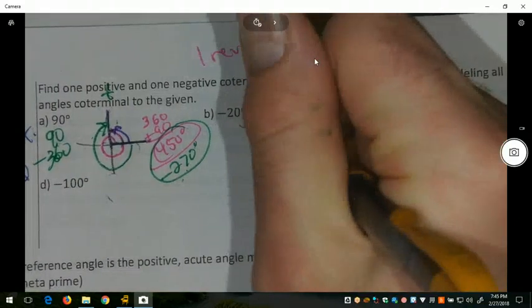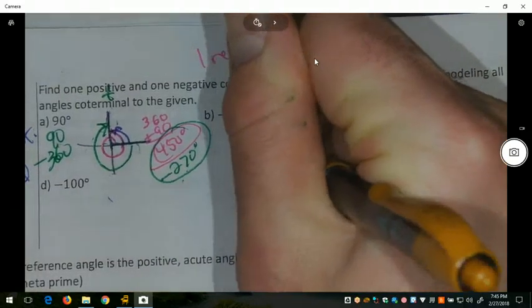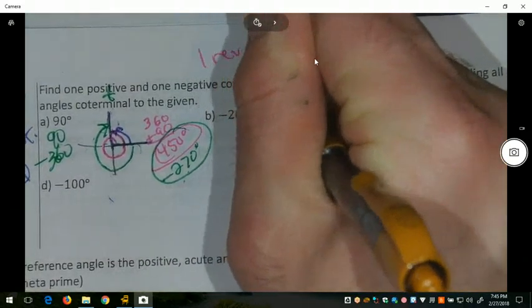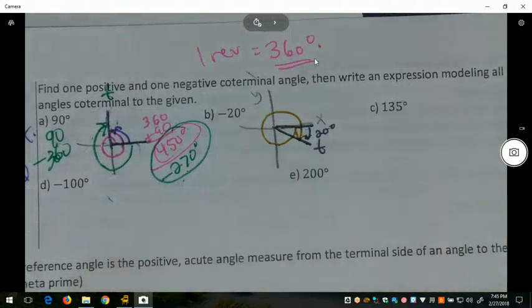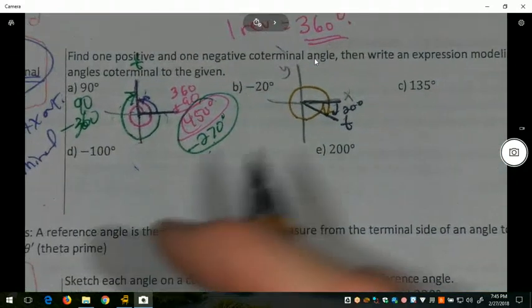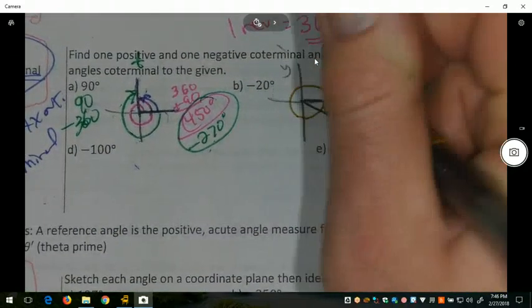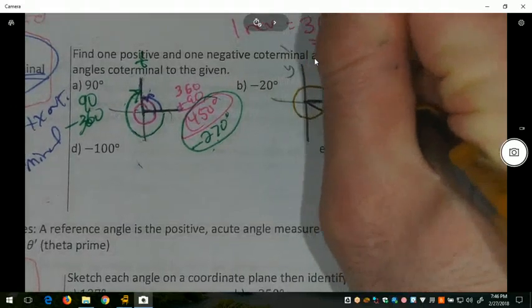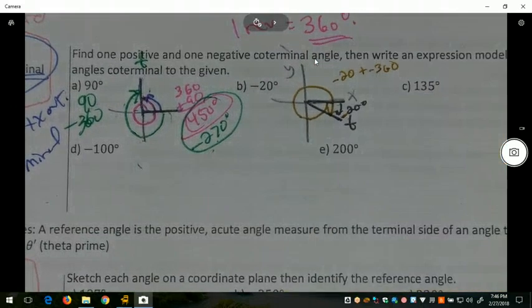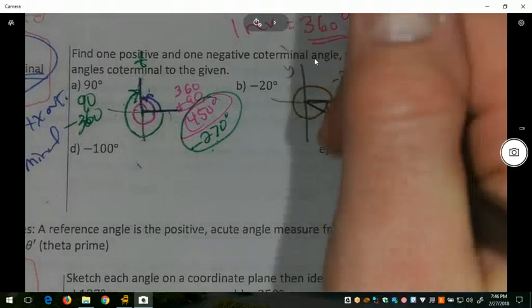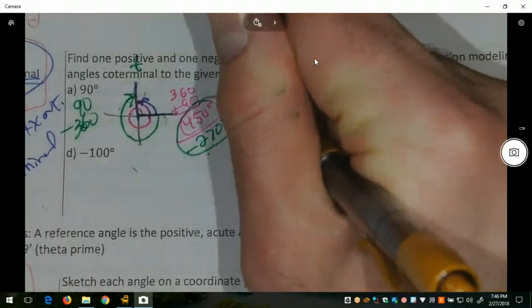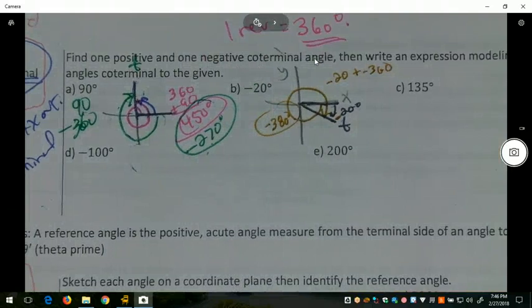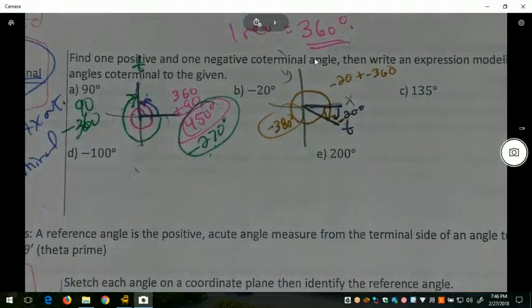You could spin it around, starting here, go around 360 and then stop there. And so that's an additional negative 360. So it's negative 20 plus negative 360, which is negative 380. Negative 380 is one of the coterminal angles.